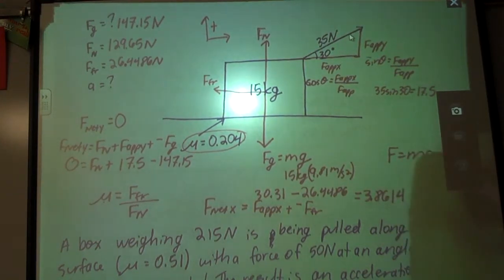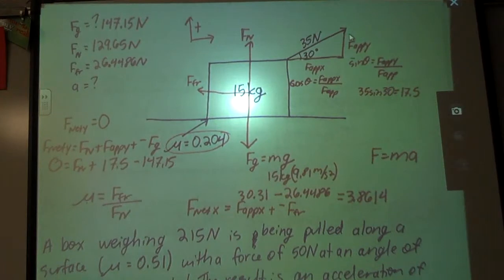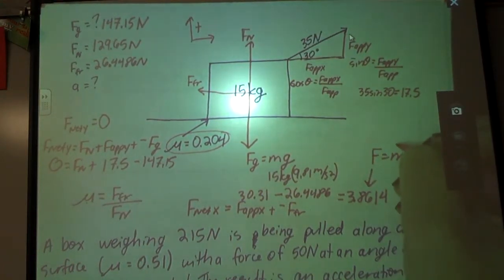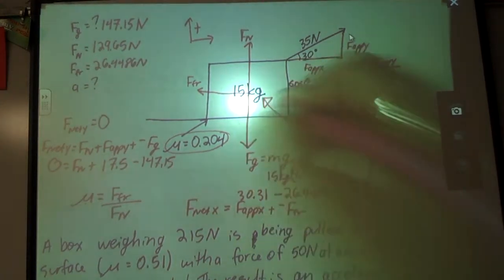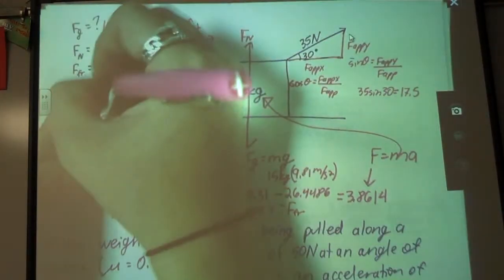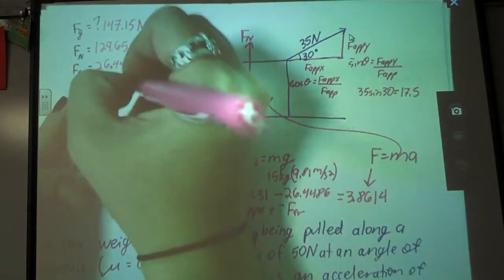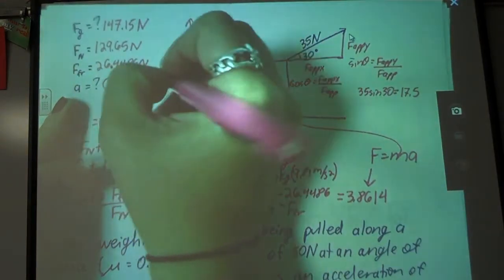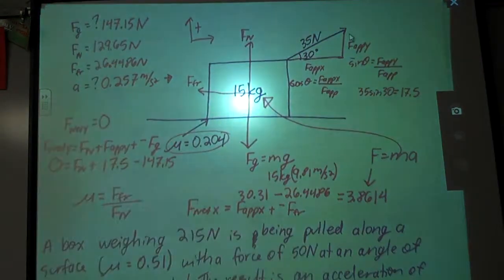F equals ma will give me that acceleration. The force I just found, my mass, it's 15. Solve for acceleration. So 3.86 divided by 15 gives me 0.257 meters per second squared in the forwards direction.